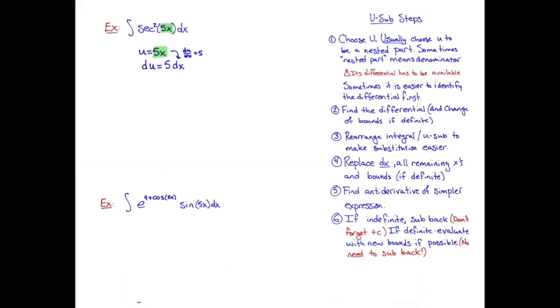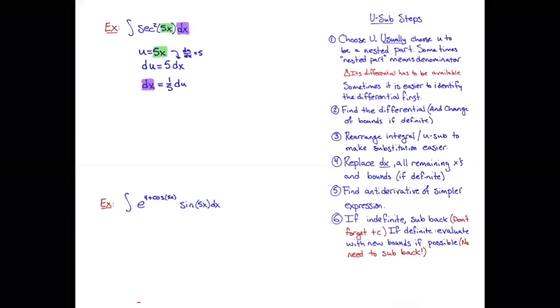But then I go and say, oh, I also need to replace all the x's, the dx and the bounds. There are no bounds here, but there are dx's. I have a dx down below, but it's not solved for dx. I want it solved for dx to make the substitution as easy as possible. So I solve for dx and I say dx is 1/5 du. And now I can say, oh, I'm ready to replace everything.